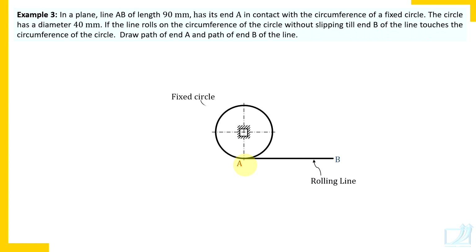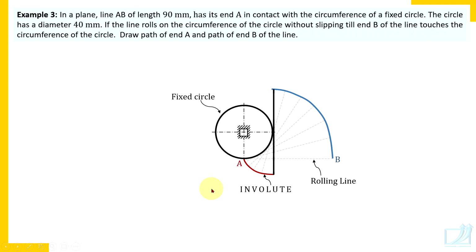This is the rolling line. Here it is a fixed circle and the line rolls on the circumference of the circle. Point A moves away from the circle. Point B moves closer to the circle. And it is clearly given in the problem that end B comes in contact with the circle. So we should continue this rolling of the line over the curve so that end B comes in contact. Path of end A you are asked to trace. Path of end B also you are asked to trace. So this is just to make you visualize what you are going to draw here, or what is mentioned in the problem. And both these curves are involutes, of course.